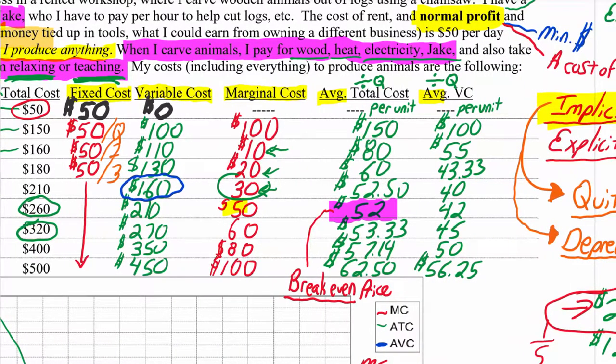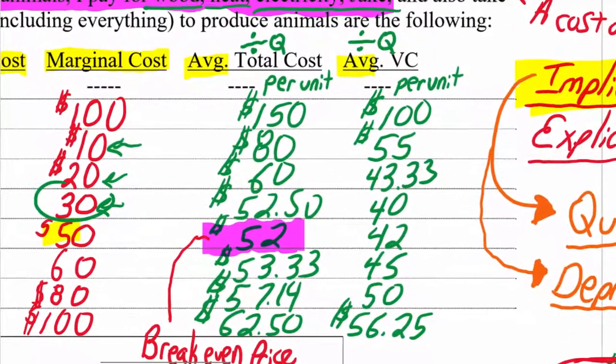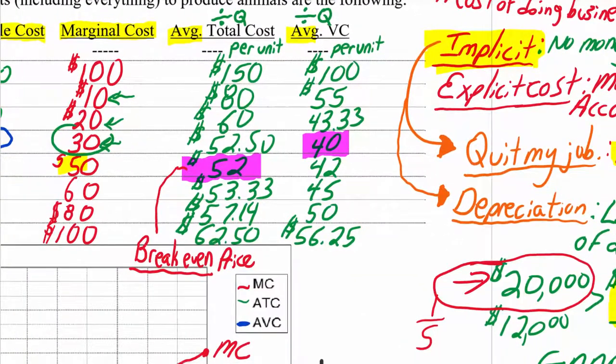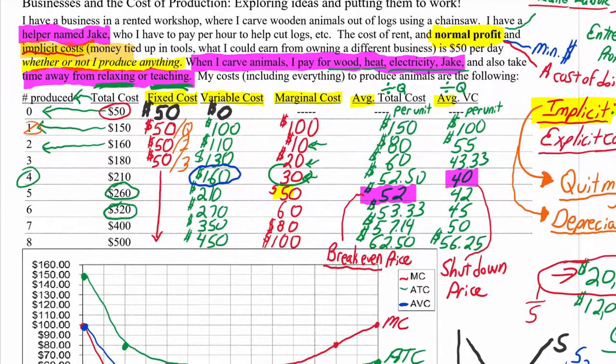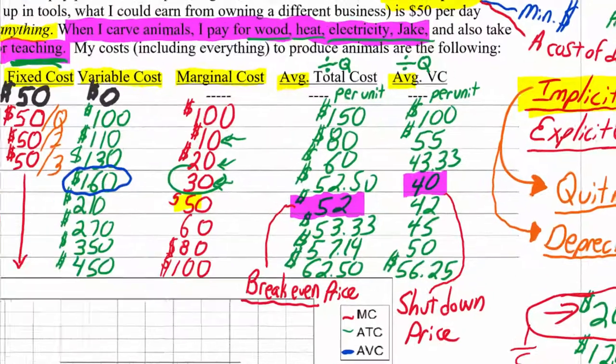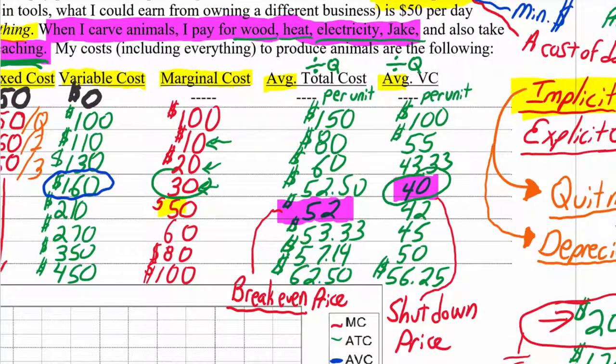Now, there's another thing we want to highlight, and that's to look at the minimum of the average variable cost. The lowest number in the average variable cost here is $40. We have a name for that. The minimum average variable cost is what we call the shutdown price. Now, why do we call that $40 the shutdown price? Because if the price gets below $40, our best choice is going to be to shut down and produce 0 units. Now, why is that? Why does that make sense? Well, because that's the lowest possible amount that I could possibly pay my employees per unit if I call them in.